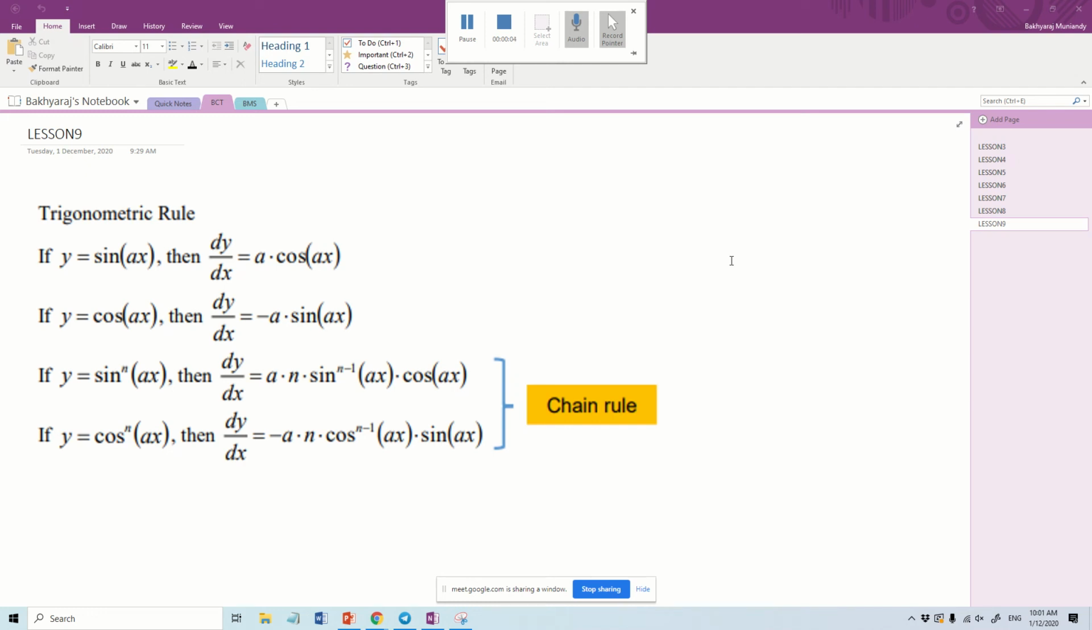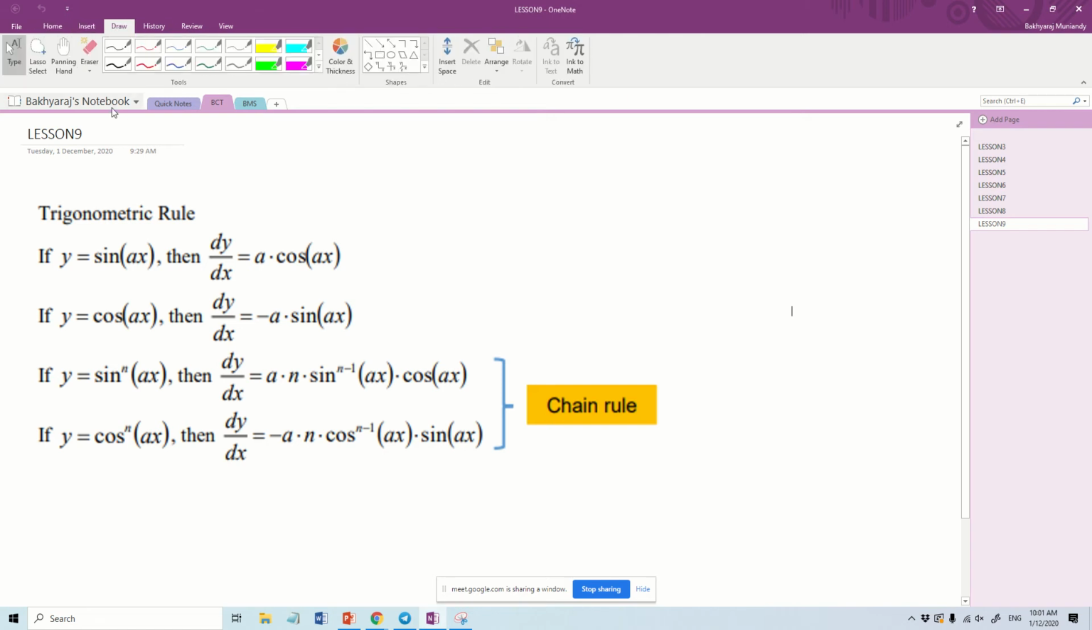We continue with the lesson that we stopped last week, which is the trigonometry rule. Last week we saw the example for number 1 and number 2. Today I will continue with number 3 and number 4. Rule number 3 and rule number 4 are also part of the chain rule. I'll explain this further.